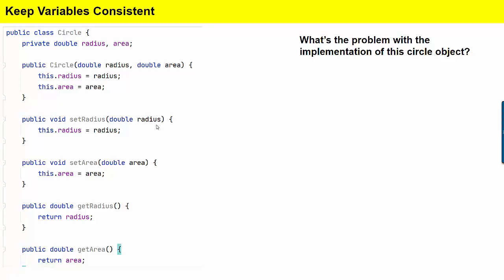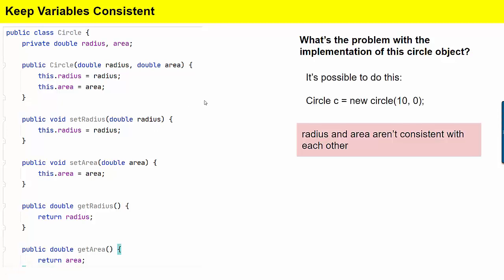So what's the problem here? See if you can figure it out. The problem is it's possible to construct a circle where the radius is 10 and the area is 0, because you're allowed to set these two things separately. But radius and area are really just two different ways of talking about the size of a circle. So the problem with this implementation is it's possible for the variables to be inconsistent with each other.